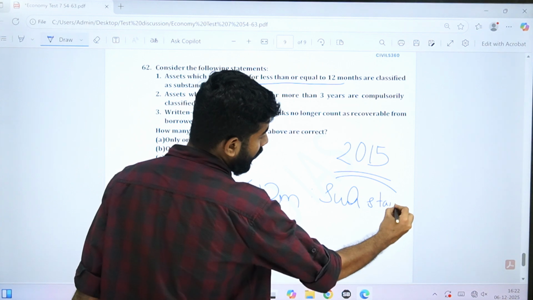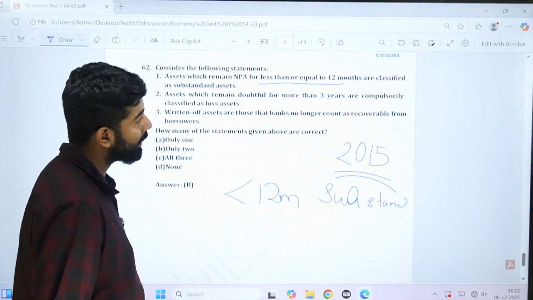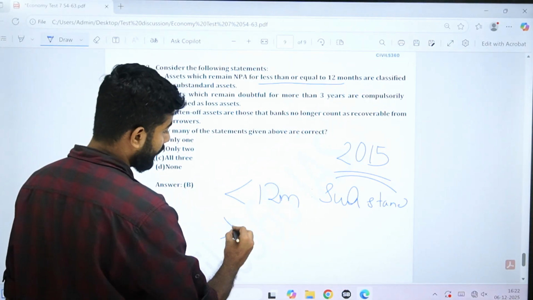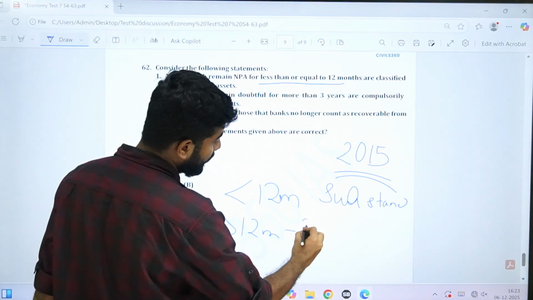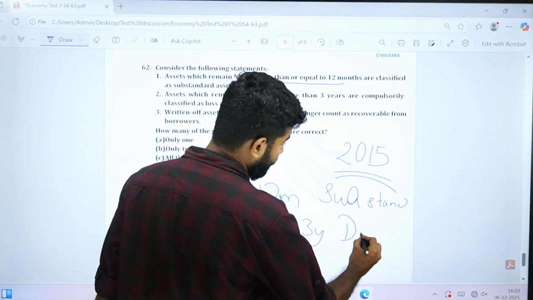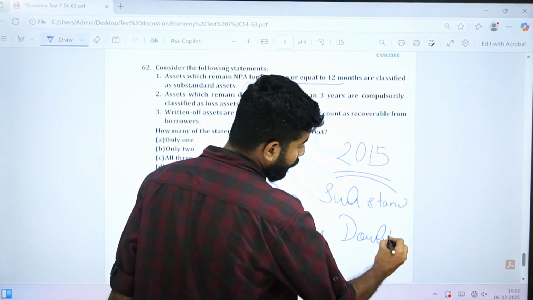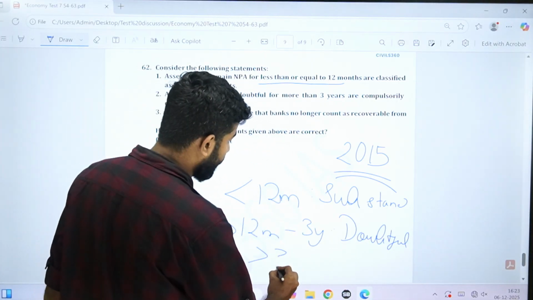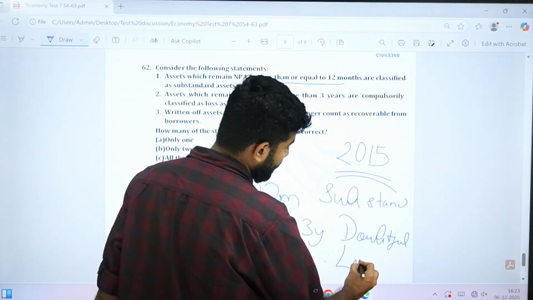Substandard. Right. And if it's greater than 12 months, and if it is up to like 3 years, greater than 12 months to 3 years, it will be called a doubtful asset. Okay, doubtful. And after 3 years, greater than 3 years, it will be classified as a loss asset.